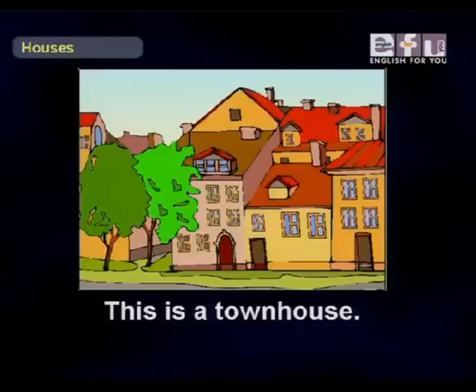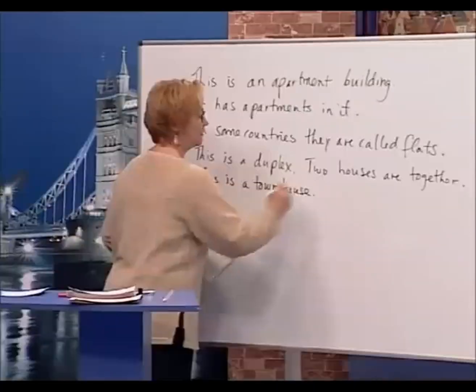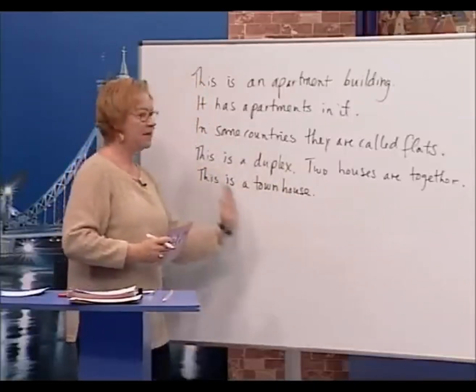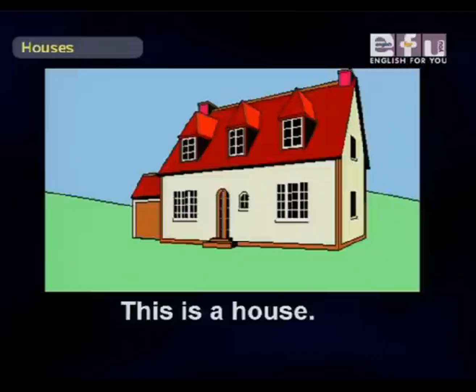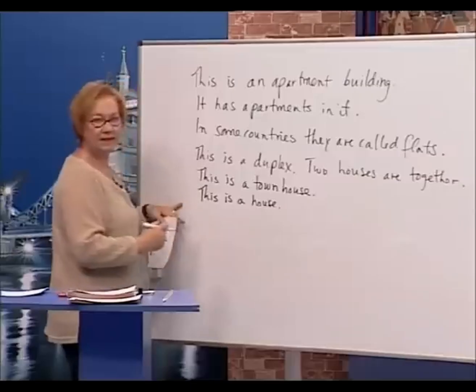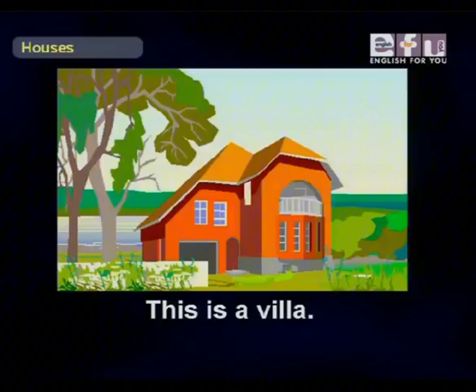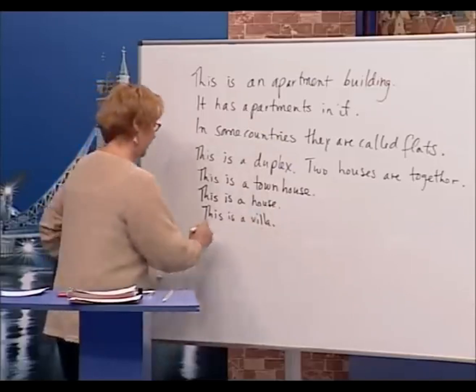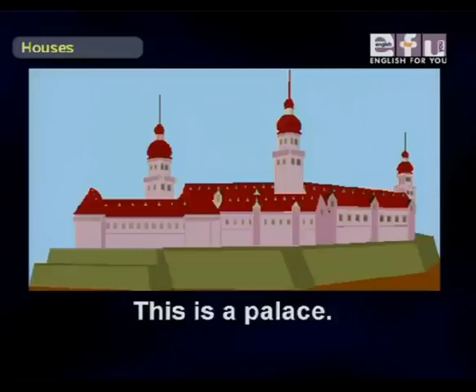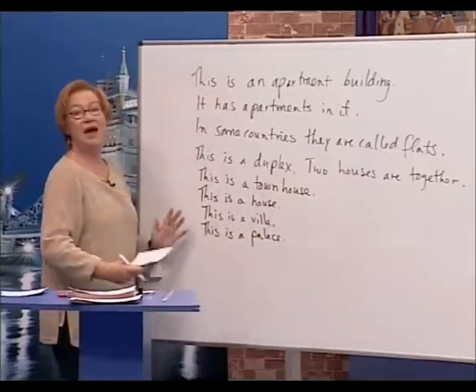This is a townhouse. Many houses are together. This is a house. This is a villa. This is a palace.